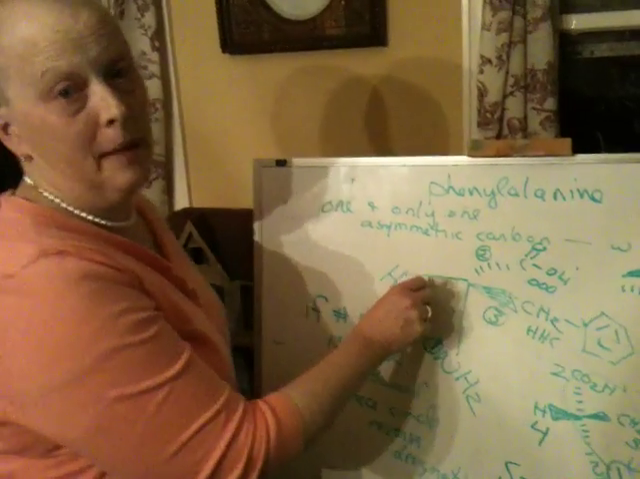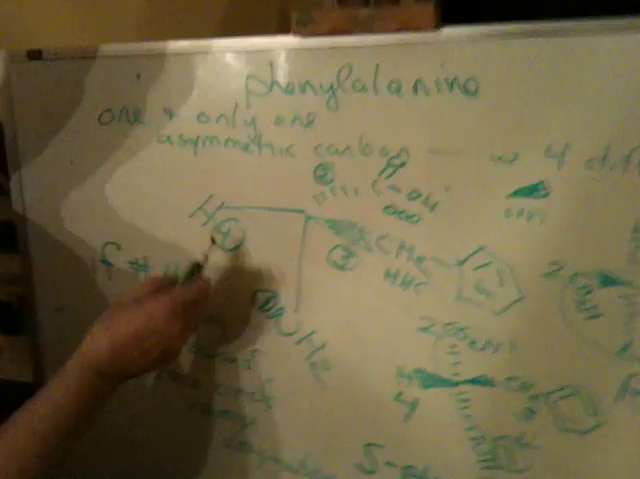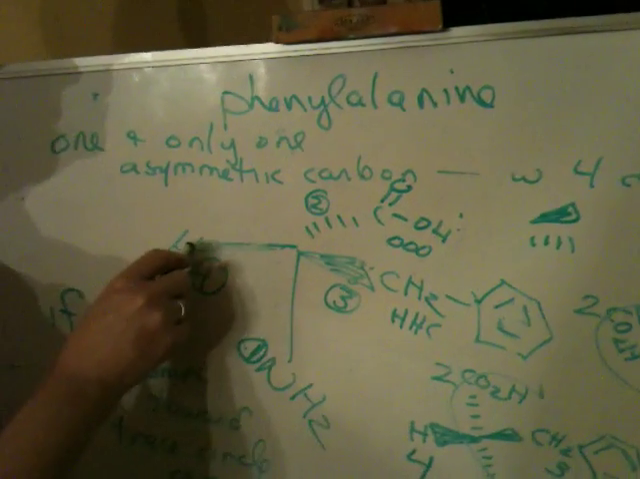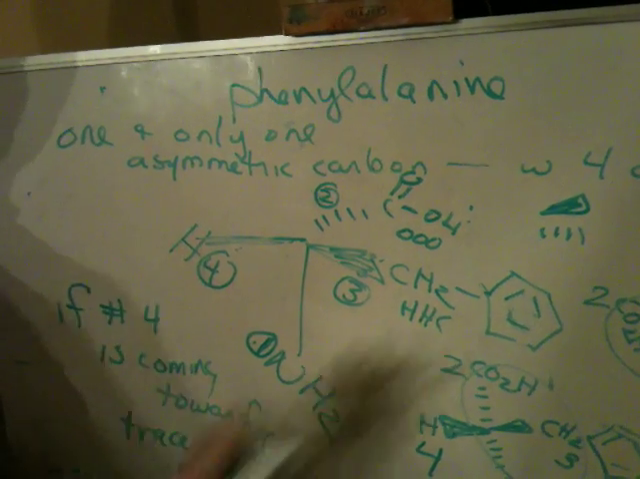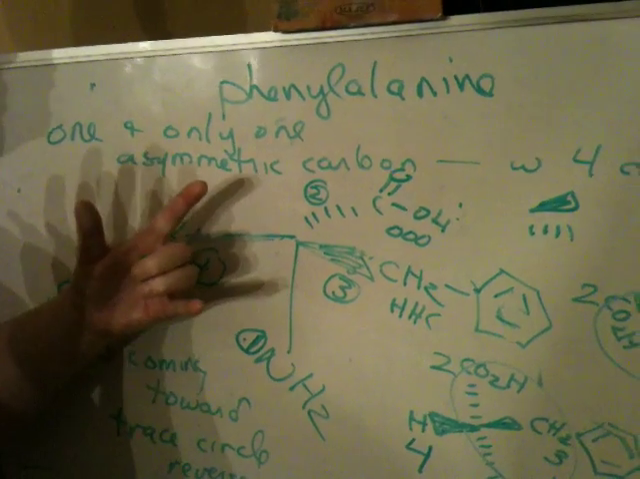Now this one's the real problem child. And the reason this is the problem child is because number 4 is in the plane of the board. Now for you guys in the beginning, it wouldn't be bad to build a model and move it so number 4 is in the back.